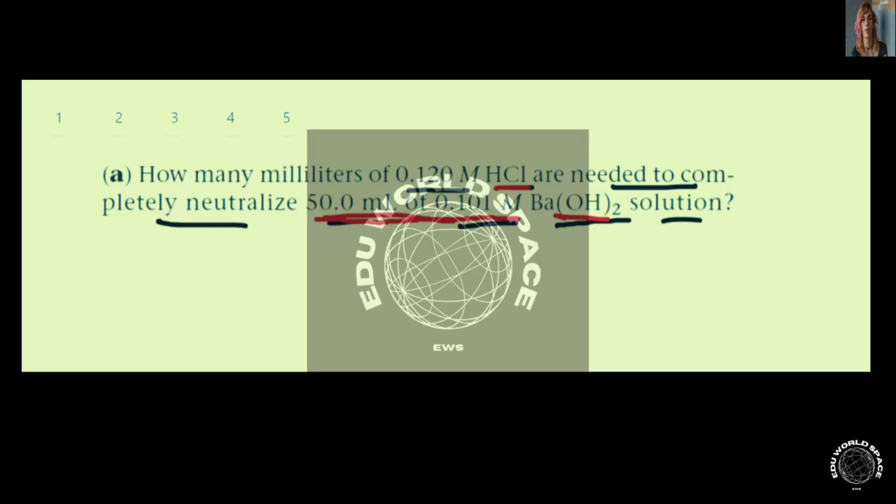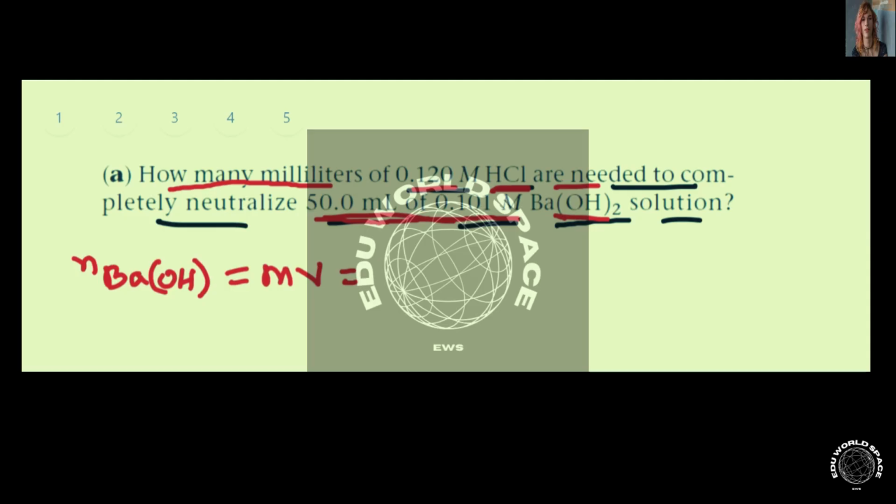And from there, using the molarity and the calculated number of moles, we will be able to find out how many milliliters of HCl are needed to completely neutralize this. So first, we will find the number of moles of barium hydroxide. So number of moles of barium hydroxide will be equal to its molarity times volume in liter.